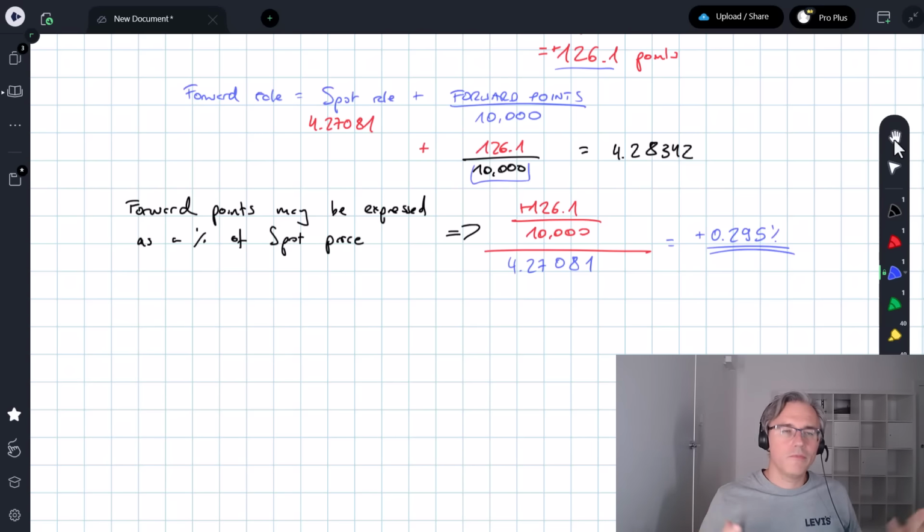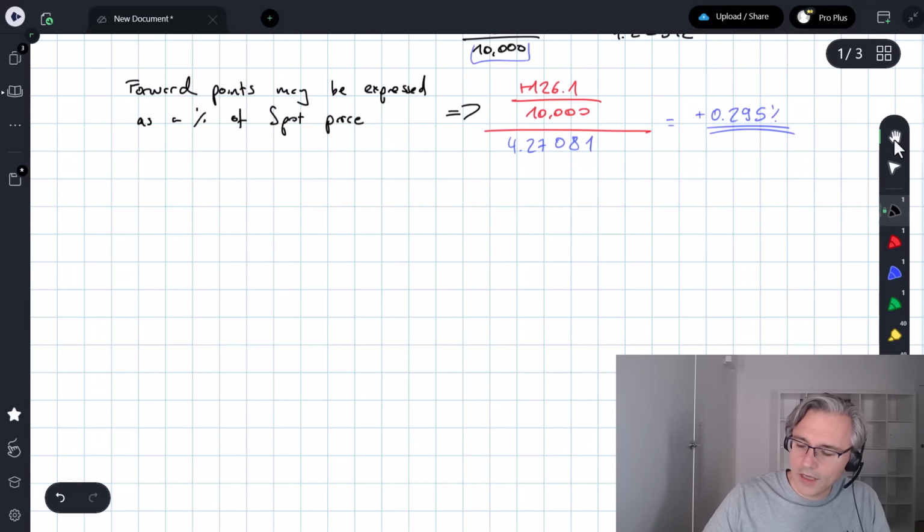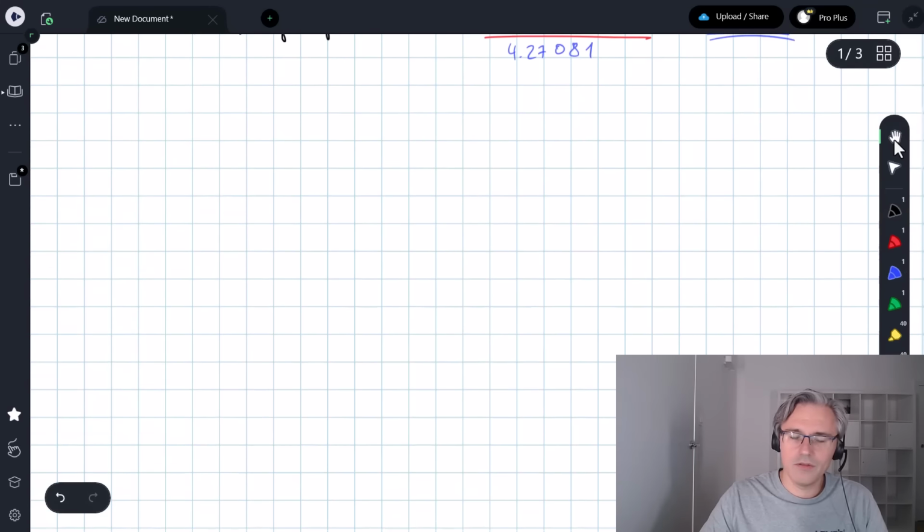So just practice with the questions in the examples in this chapter. Have a look at the end of chapter problems as well, and make sure you're comfortable with this. It's just pure numbers. It's not difficult at all.